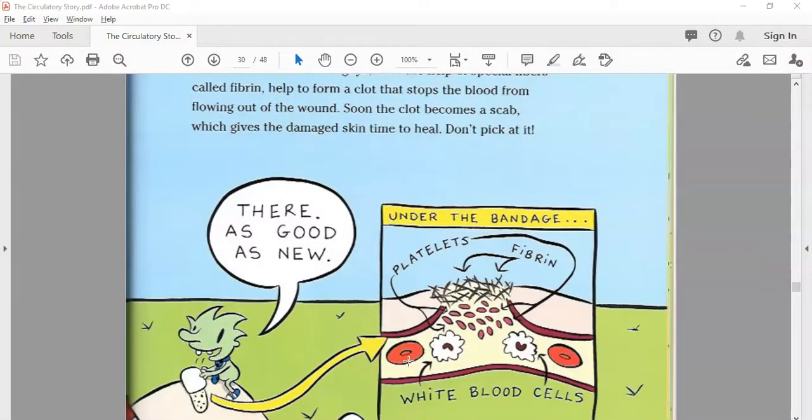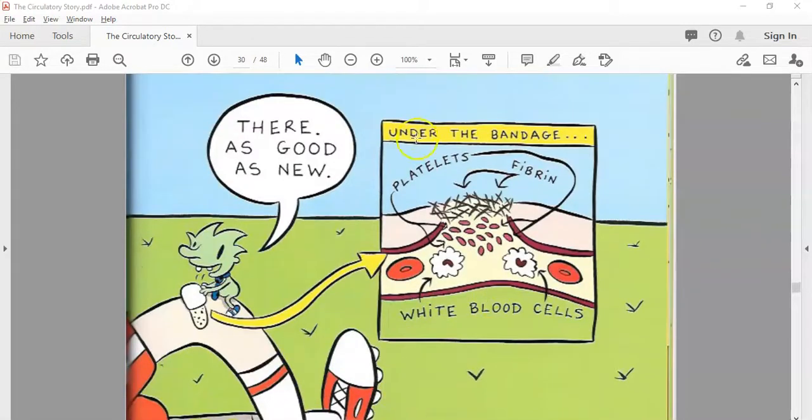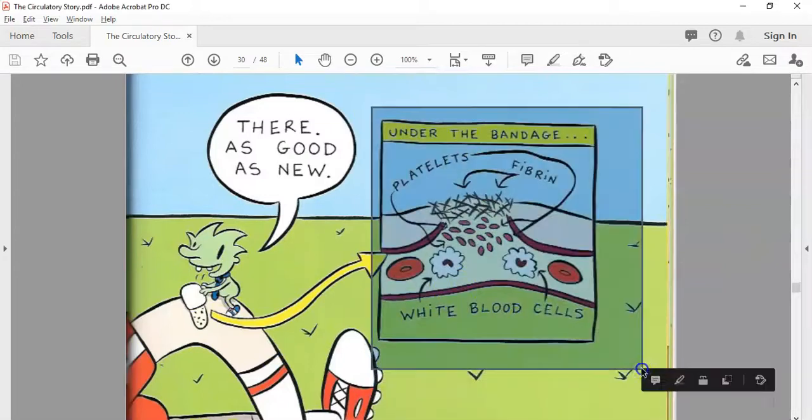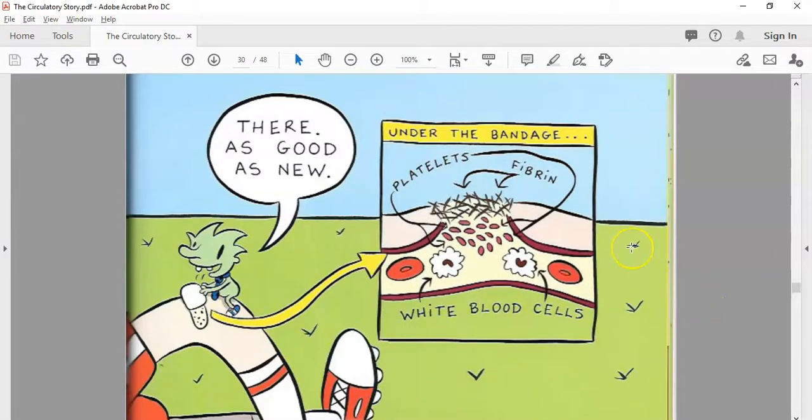Don't pick at it. You know, boys and girls, when you fall and you cut yourself and then you finally wash it with soap and water, you finally get a little scab and you were trying to pick at it, trying to take it off. Well, don't do that. Why? Look at what the author just told us. It's a protection so that more bacteria doesn't go in. So what is this text feature called? The one that labels.